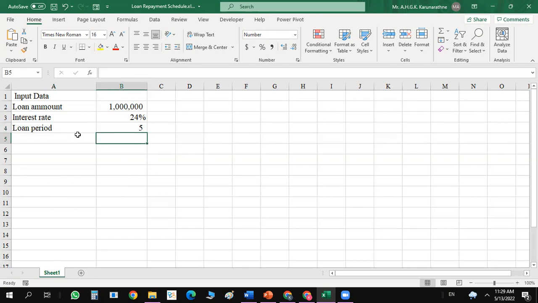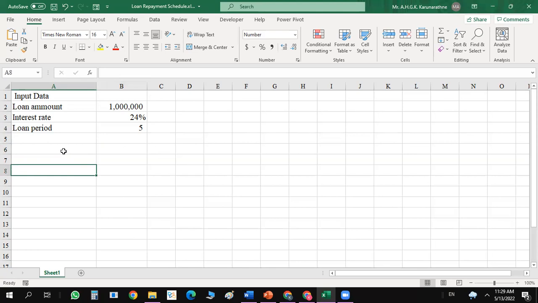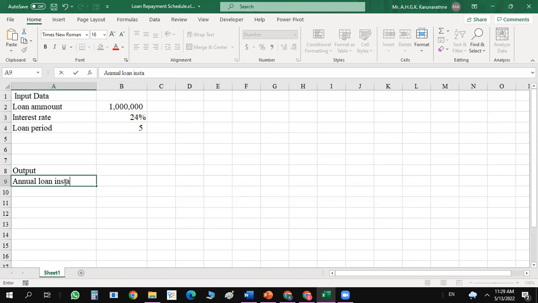Let's assume for the time being this is enough, and let's now see how to recognize the loan installment. We are required to find out this information as our output. We want to first recognize the annual loan installment.